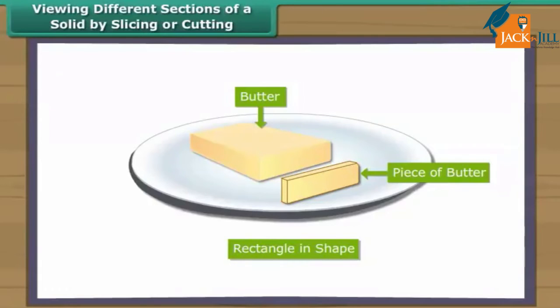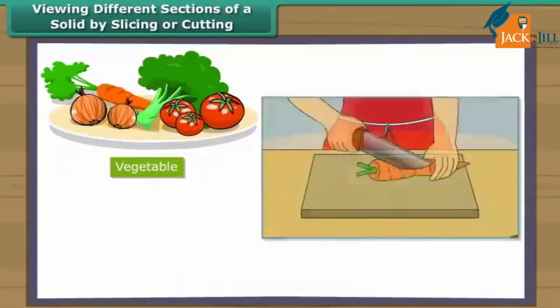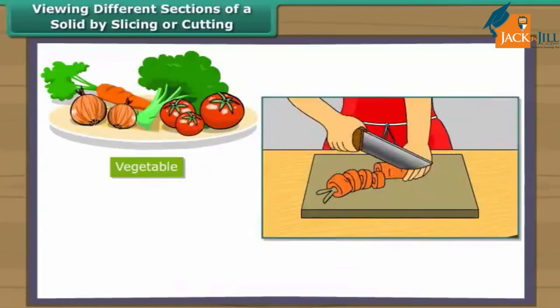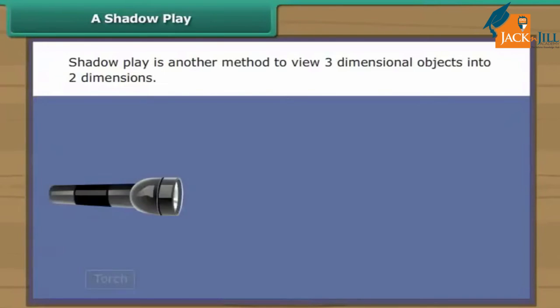We have much more to go. You must have visited the kitchen, and many a time you have seen vegetable cutting. So after cutting the vegetables, they take different shapes. A shadow play. We have another game to play that we call shadow play. It is another method to view 3-dimensional objects in 2 dimensions. Let us see some of the objects through this method.